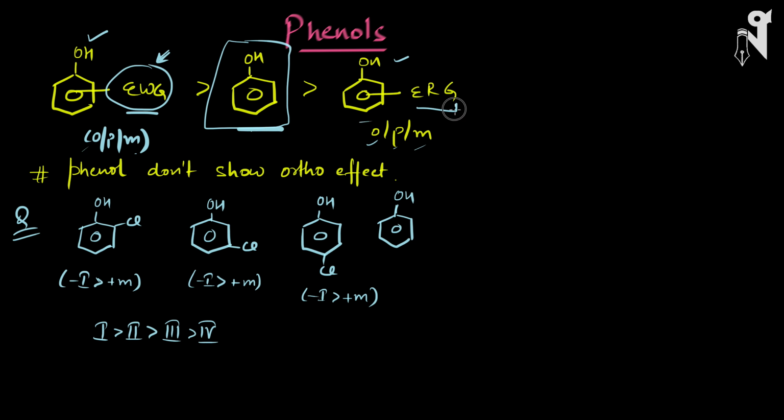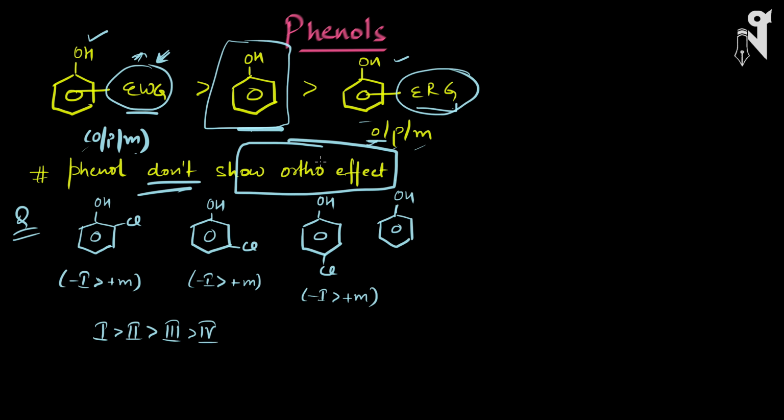Mind it, this is very, very important to understand. This is unlike your benzoic acid. Phenols do not show the ortho effect, so that is the reason why the ortho, para and meta of EWG have higher acidity, whereas ortho of ERG has lesser acidic strength as compared to normal phenol. Okay, so this you have to keep in mind. Rest of all factors will remain the same.